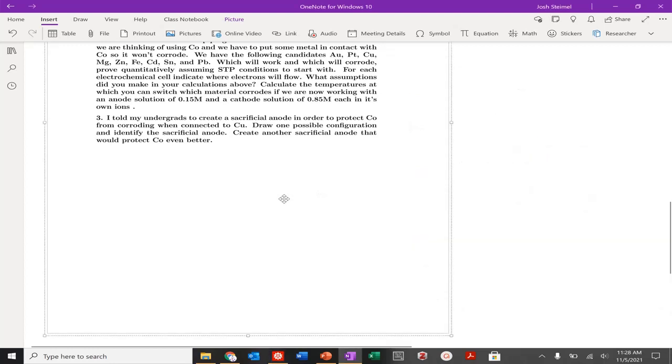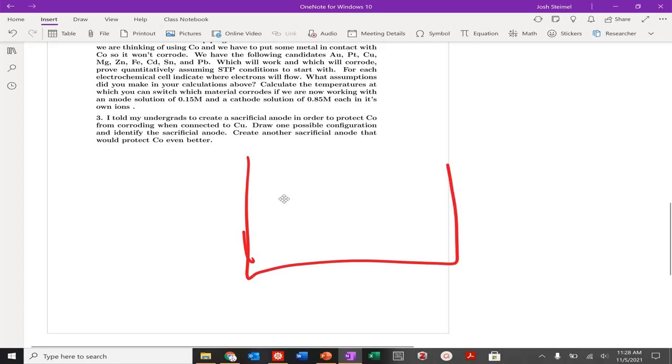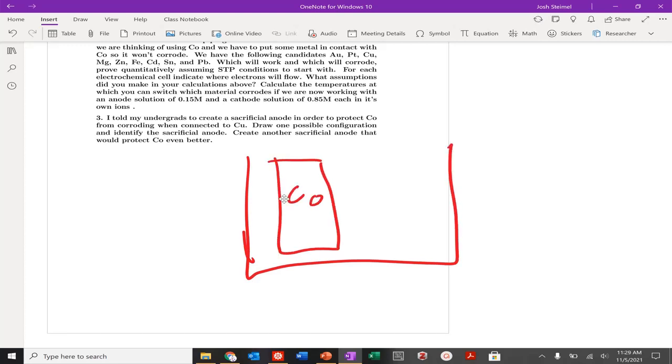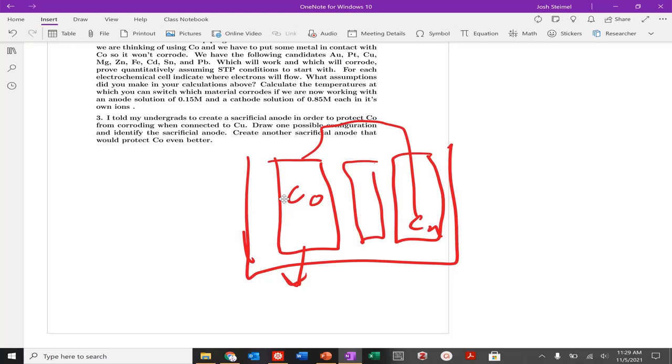So, I told my undergrads to create a sacrificial anode in order to protect. So I need to protect Co. I've got my Co when connected to Cu. So I know that, again, at my standard conditions, I need to pick basically, draw one possible configuration and identify. So I need something that's going to be less electronegative. Actually, something that really wants to give away electrons.